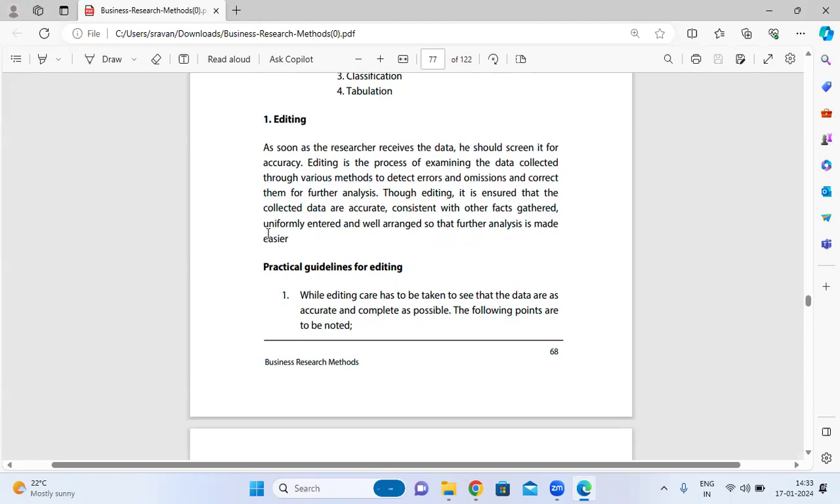So editing is gathering the data uniformly and arranging it for analysis. So this is also editing.